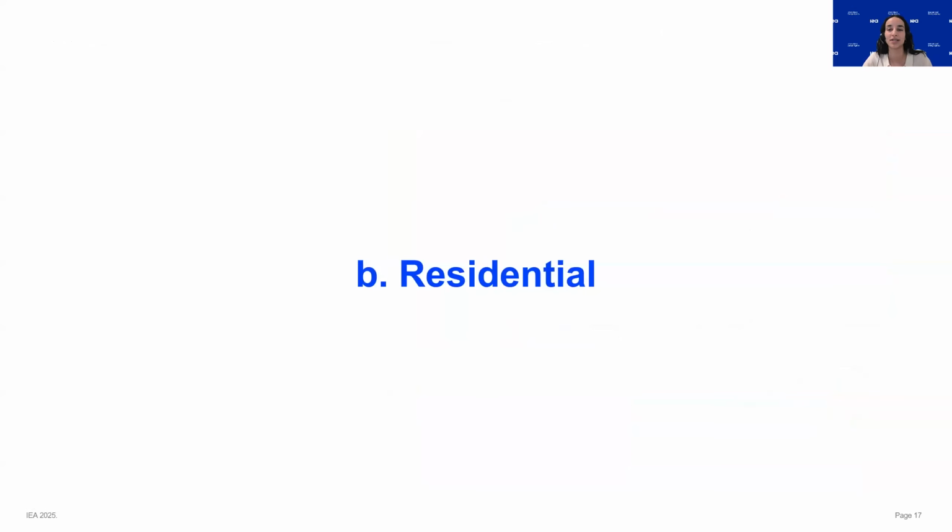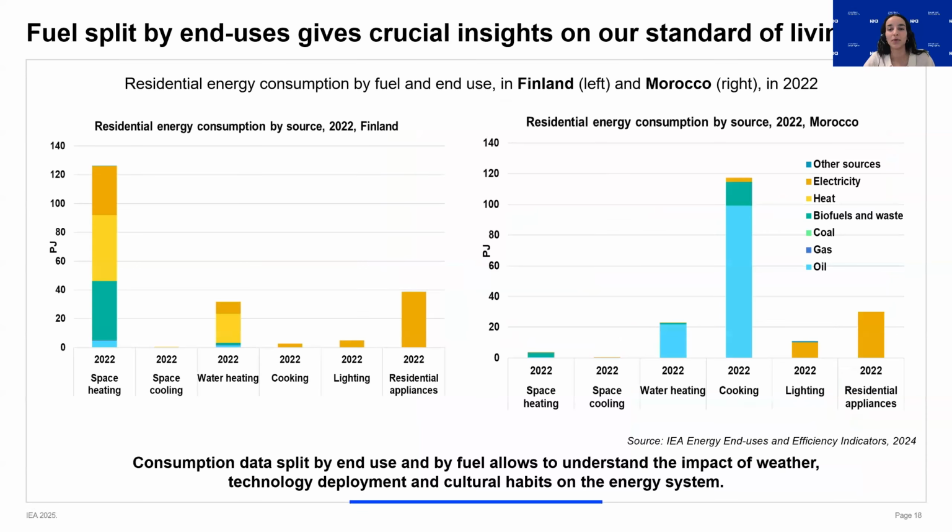Let's jump now to the residential sector. Fuel split by end uses gives crucial insights on our standard of living, and we can see the influence of the climate. For instance, residential energy consumption in Finland on the left and in Morocco on the right shows significant differences. In Morocco, space heating accounts for a minimal portion of the residential energy use, whereas in Finland, it, along with residential appliances, dominates consumption.